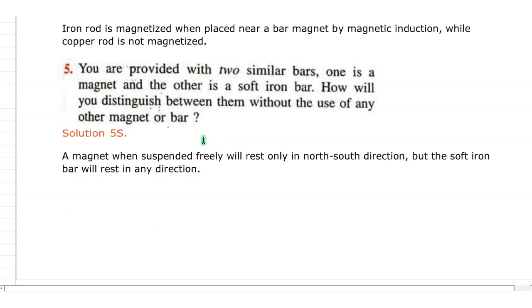You are provided two similar bars. One is a magnet and the other is a soft iron bar. How will you distinguish between them without using any other magnet or bar? I have told one process, by touching one bar with another. But here is another solution: a magnet when suspended freely will rest only in the north-south direction, but the soft iron bar will rest in any direction.